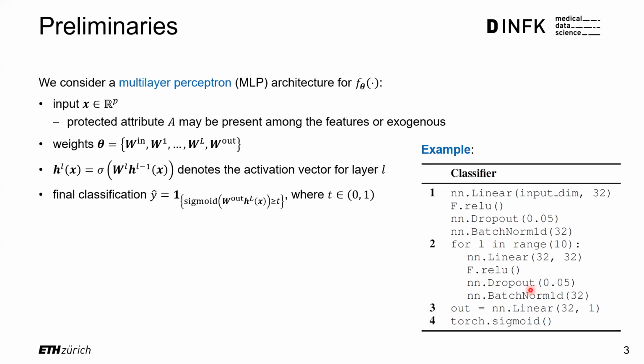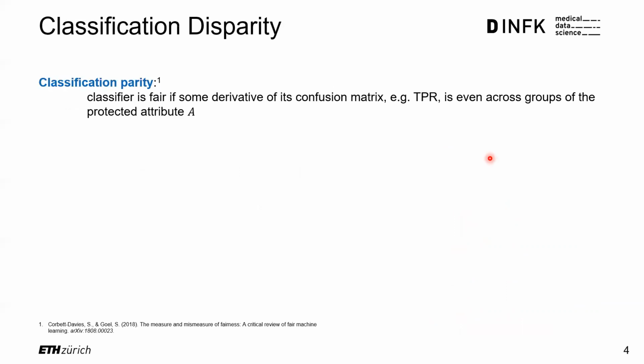In particular, this is the architecture we use in our experiments, consisting of 10 intermediate layers with ReLU activations, dropout and batch normalization modules. So in order to be on the same level, let us recap what is classification parity. According to classification parity, we say that a classifier is fair if some derivative of its confusion matrix, for example, true positive rate, is even across the groups of the protected attribute A.